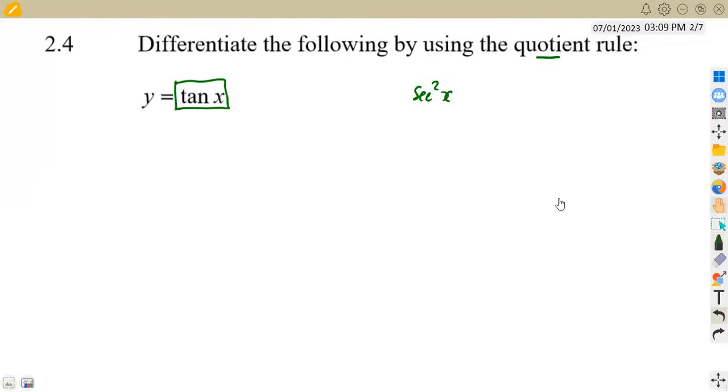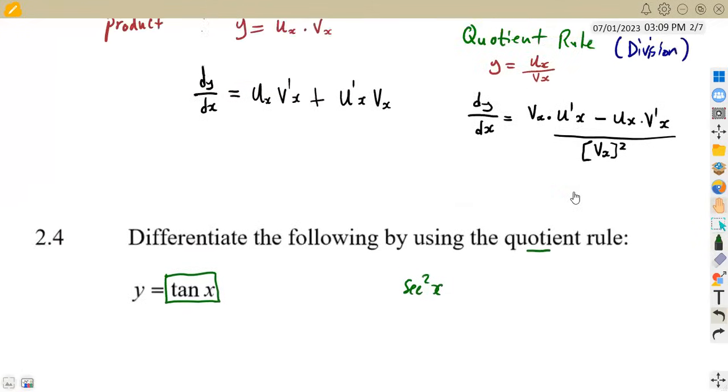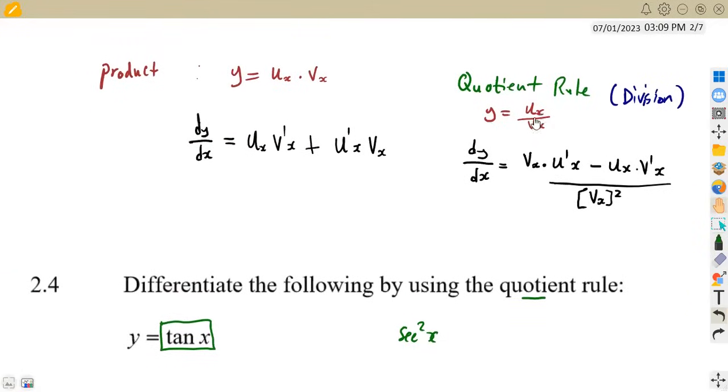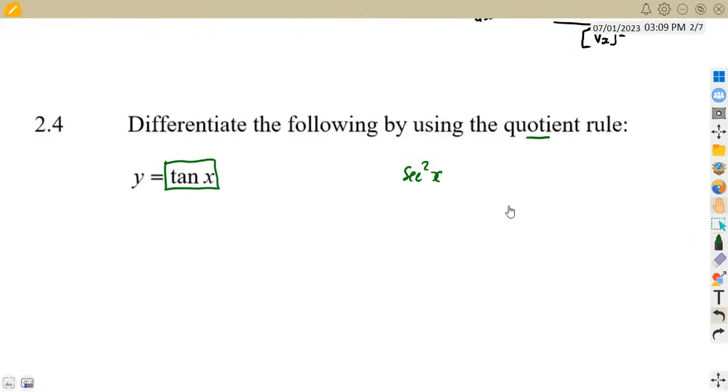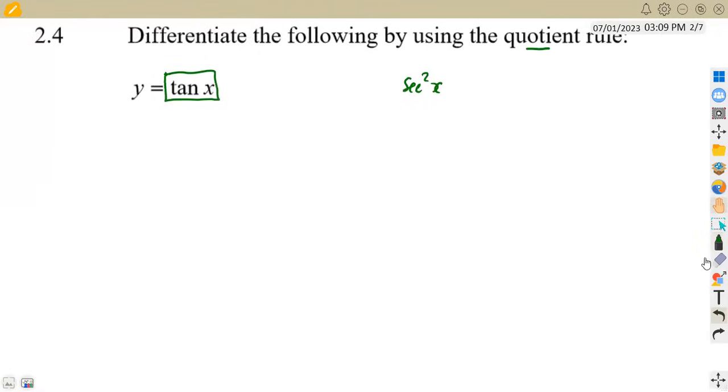And if we check on the quotient rule, it's on a condition where we are dealing with a fraction, u(x) over v(x). So how can we make the tan to be a fraction? How can we write this tan here as a fraction? Remember from our trigonometry that tan of x can be written as the sine of x over the cosine of x. So that's sine over cos.